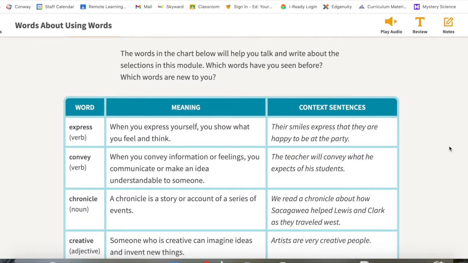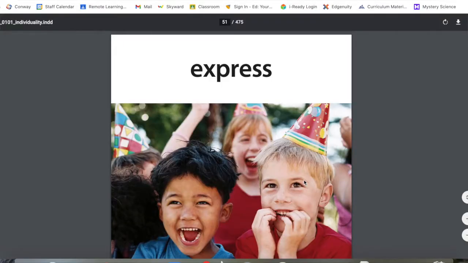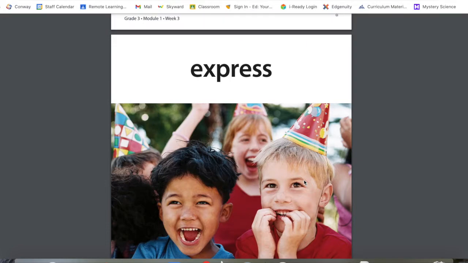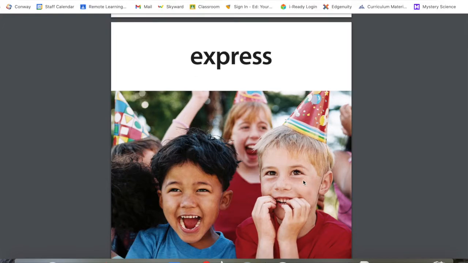So, one of the words she used in the video was express. It's a verb, it's an action word or a thing you do. When you express yourself, you show what you feel and think. For example, their smiles express that they're happy to be at the party. The smiles are showing how they think and feel.